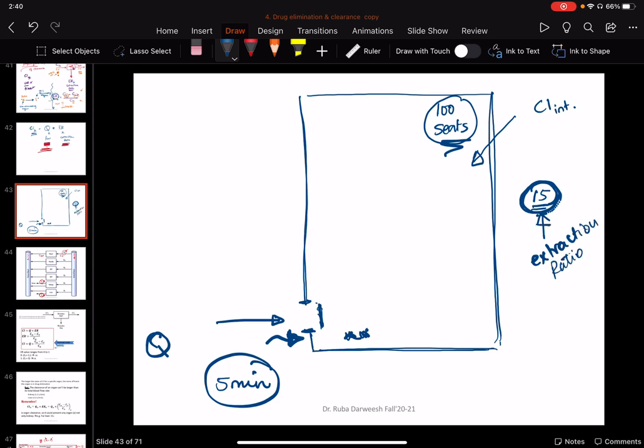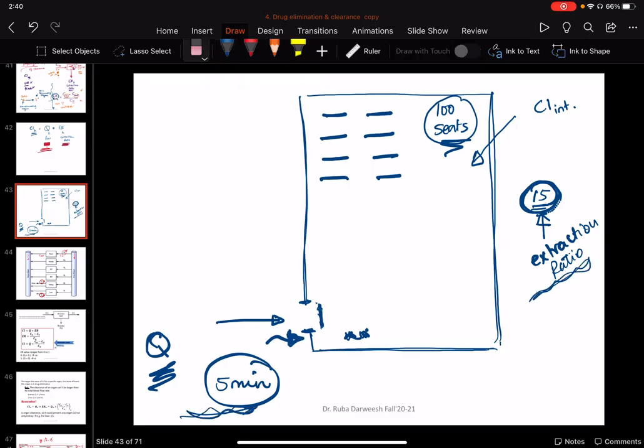The ability of students to fill different seats here was affected by how many students are going inside that room. Okay, so this extraction ratio was affected by the flow. Okay, but let me just forget about the intrinsic clearance for now.